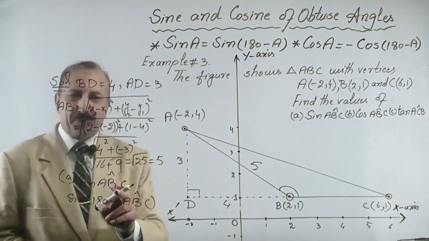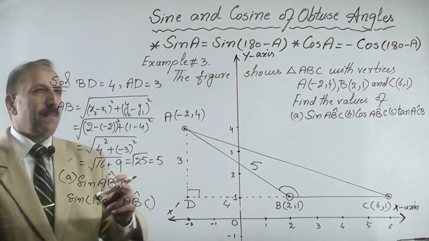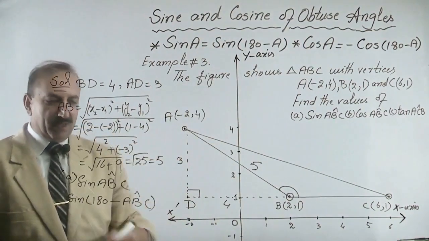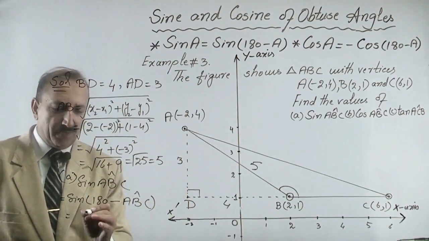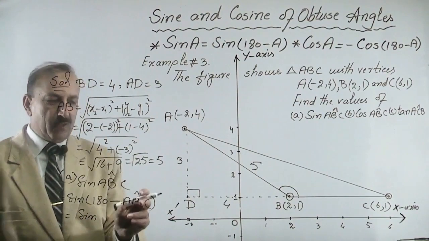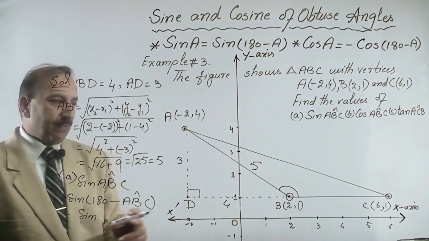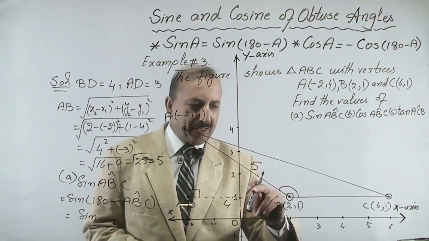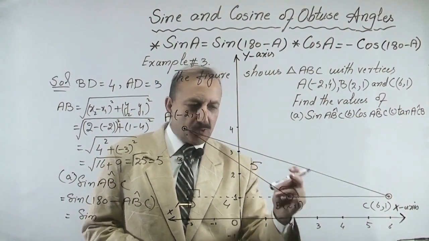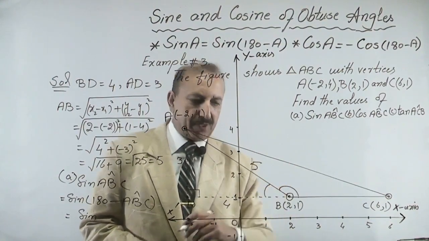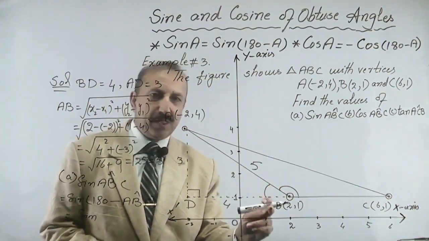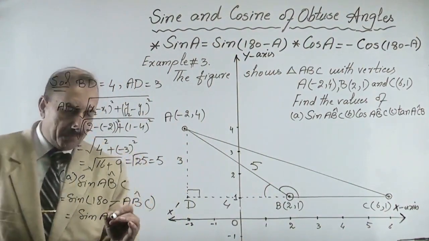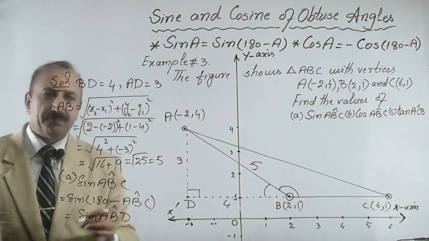I have written in place of sine of ABC, with the help of this result that we are using in these problems, this will be equal to sine of, when we subtract this angle from 180, look here, this angle I am subtracting from the total angle 180. When I subtract this from the total 180, I got this angle. This angle is ABD, my dear, this angle.